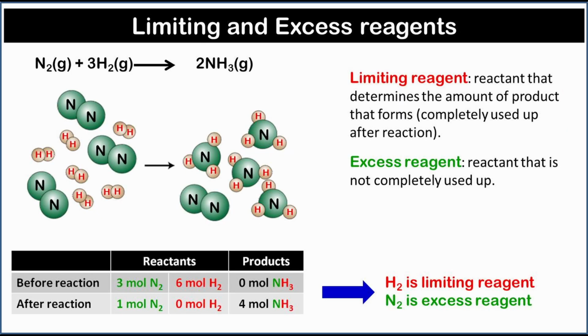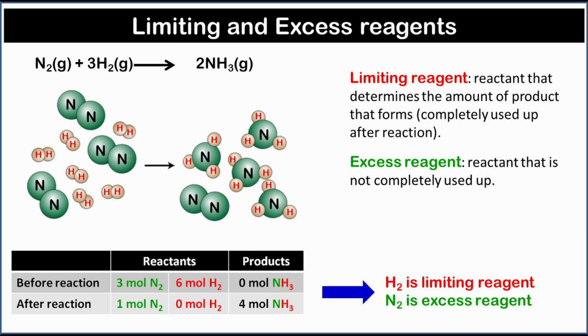Limiting reagent is the reactant that determines the amount of product that forms, and will be completely used up after reaction. Excess reagent is the reactant that is not completely used up after reaction. Let's look at the reaction to produce ammonia gas from nitrogen gas and hydrogen gas. Let's assume that before the reaction, there are 3 moles of nitrogen gas and 6 moles of hydrogen gas. With this amount of reactants, we can only form 4 moles of ammonia gas.